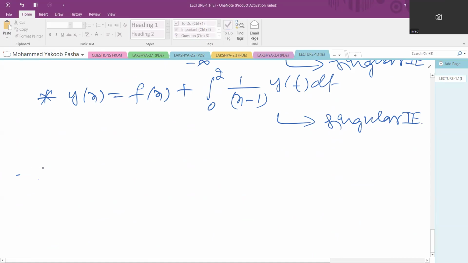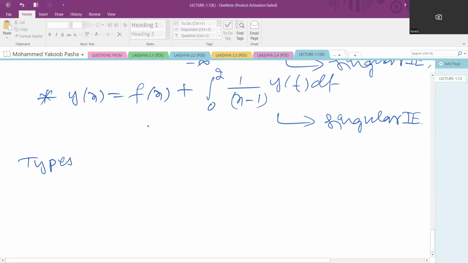y of x integral 0 to 1 by x minus 1 y of t dt is singular. How, sir? It is not defined in the interval. Here 0 to 2 means we can take all the values in the closed interval 0 to 2. It includes 1. At 1, the kernel 1 by x minus 1 is not defined. So that it is singular.